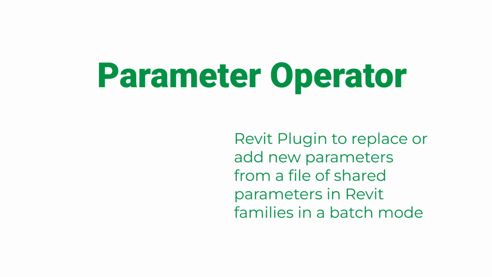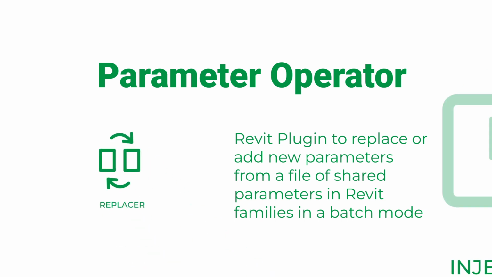Parameter Operator. Parameter Operator is a Revit plugin created in order to replace or add new parameters from a file of shared parameters in Revit Families in a batch mode without opening them. Parameter Operator has two main functions: replacer and injector.